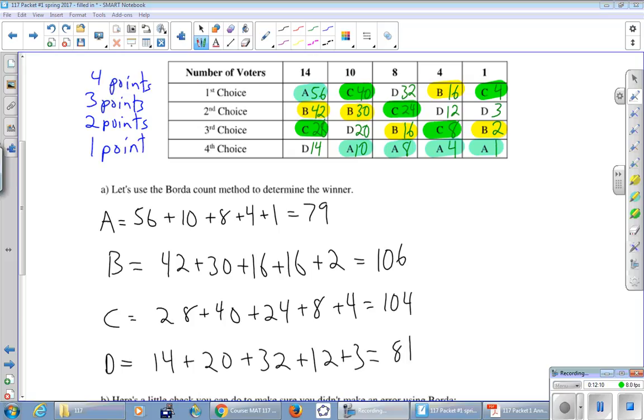Okay, so I did the calculations. I got 106 for B, 104 for C, and 81 for D. So the winner of the Borda count method clearly should be the one that gets the most points. So in this case, that is B. So B wins this with 106 points.